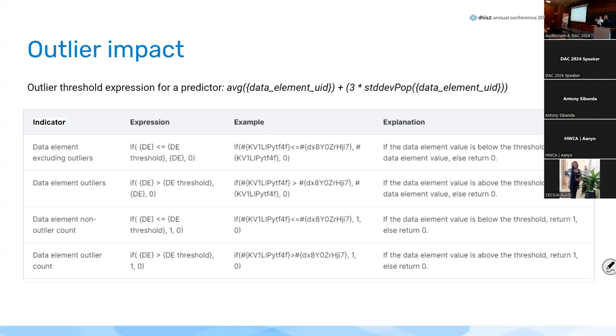Another note is that in predictors or indicators, you can compare a date to a fixed constant string. You just put in quotes year dash two-digit month dash two-digit day, and you can say less than or equal, greater than, whatever, and that will return. You can put that in an if statement and make a test.